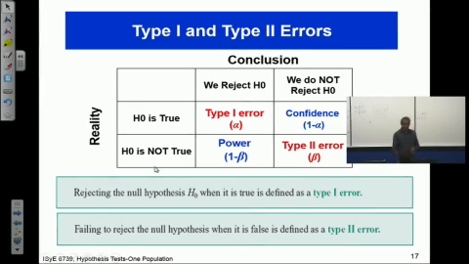Any questions? And as you can see, the summation of each row is equal to 1. Alpha plus 1 minus alpha, okay? And 1 minus beta plus beta is equal to 1. So these are all probabilities between 0 and 1. So what is the summation of alpha and beta?